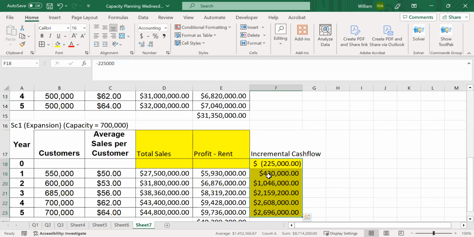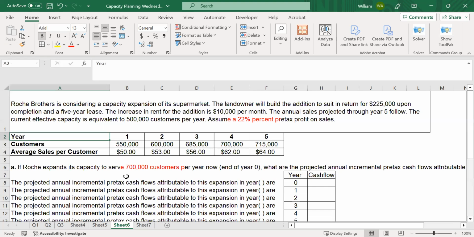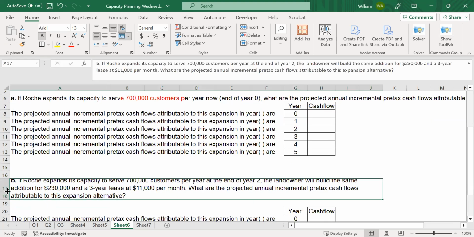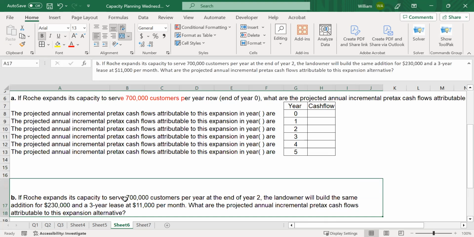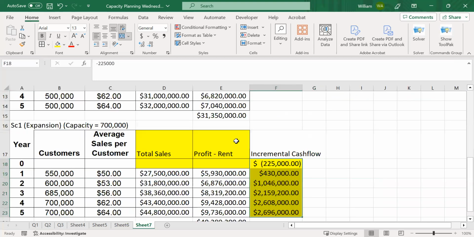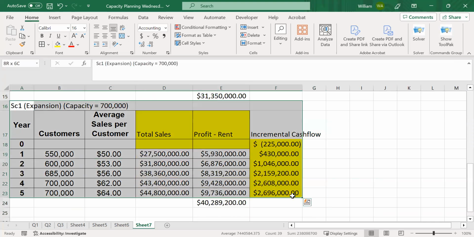Okay. Now, the second part to this says, if Roche expands its capacity to sell 700,000 customers per year, at the end of year 2, the landowner will build the same addition for 230 at the end of year 2. Okay, so this is a second scenario where the expansion happens 2 years down the road. And after that expansion, we're going to be incurring a rent of $11,000 a month, and we repeat the process over. So let's recreate this table and let's have scenario 2.